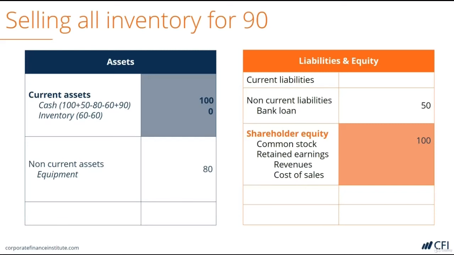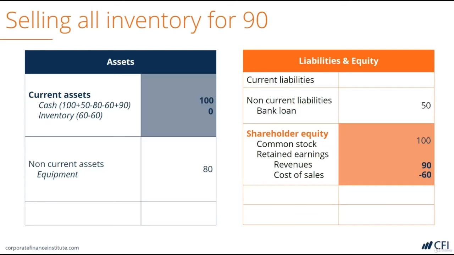As a result of selling this inventory, the company has made a profit of 30. It generated revenues of 90, which was what it sold the inventory for, and it had costs of 60, which is what it purchased the inventory for. So the net result of that is 30 of profit, assuming no other costs. We should point out that revenue can also be referred to as sales or turnover. The cost of sales line item can also be referred to as cost of goods sold.